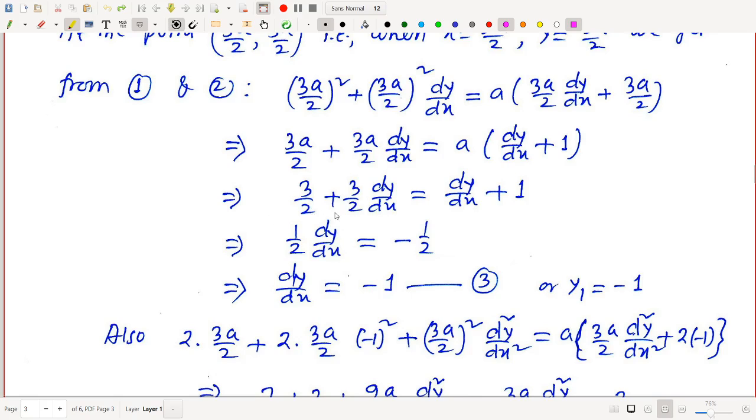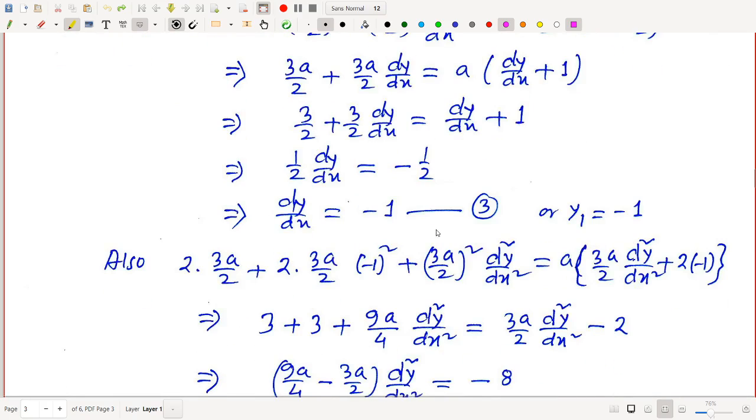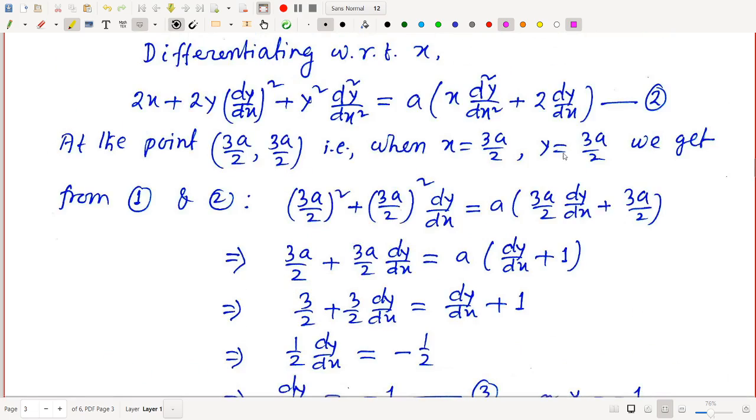Now just side change. 3 by 2 minus 1 will be half dy by dx, and this 3 by 2, when minus 1, minus 3 by 2 is minus half. So dy by dx is minus 1. That means y1 equal to minus 1, first derivative y1 is minus 1. Now also putting x equal to 3a by 2, y equal to 3a by 2 in line number 2, here if we put, we shall get d square y by dx square.